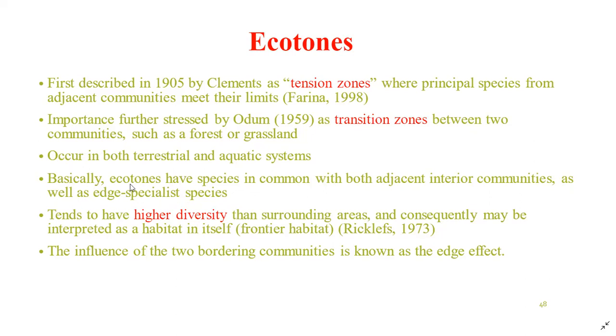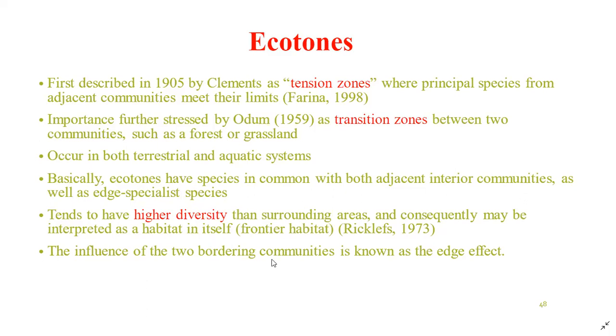Okay, you see the term edge specialist has been mentioned here. And also ecotones tend to have a higher diversity. This is very obvious, right? Estuary, for example, is where river water and salt water meet, and estuaries are formed there. They are very rich, very diverse, right, than the surrounding areas, so consequently may be interpreted as a habitat in itself.